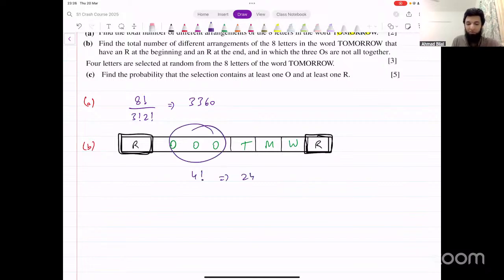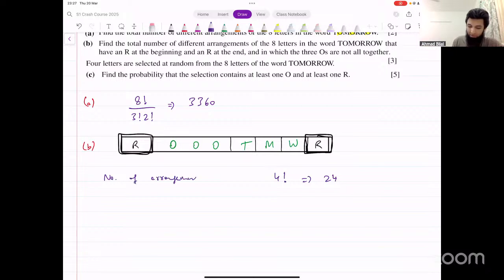The arrangements for O's do not matter because they're all identical. So we're not going to multiply by 3 factorial because even if we do that, we would have to divide by 3 factorial because they're all identical. So it's just 4 factorial. That's 24. This gives us the number of arrangements with all 3 O's together, right? This is that case. Number of arrangements with all 3 O's together. That's 4 factorial.